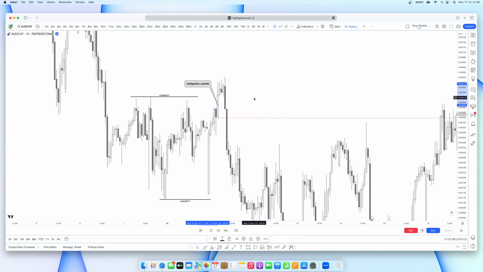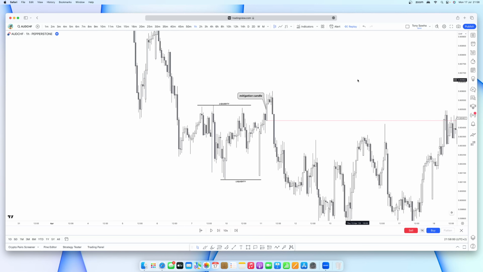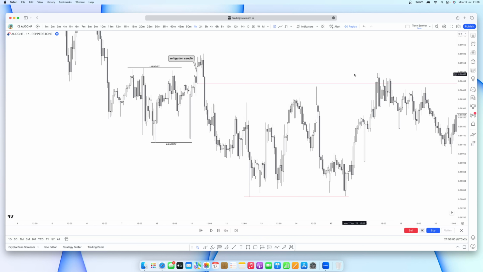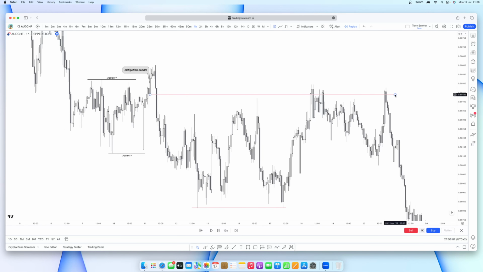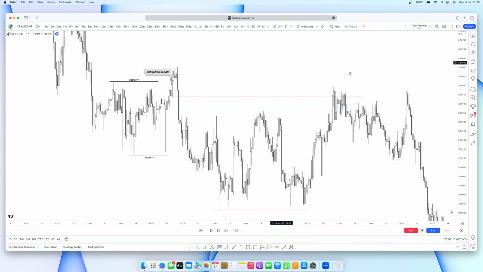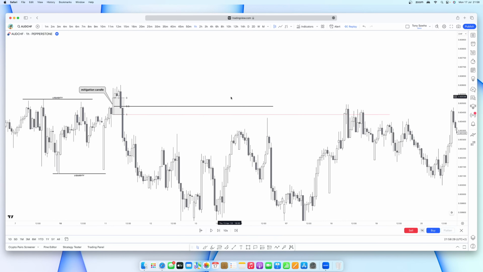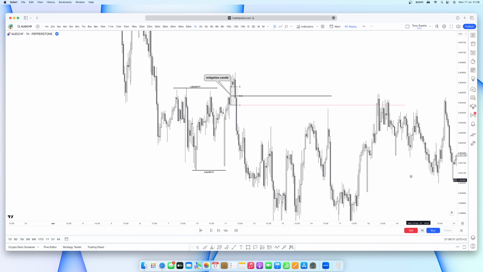Now, how do you trade a mitigation candle? You can trade the mitigation candle in two ways. Number one, the open of the candle. Number two, 50% of the candle. And how do you get that? You measure the candle itself from the open to the close, and we need the open and 50%. This is the open of the candle. This is 50% of the candle here. You can either play open or play 50%.